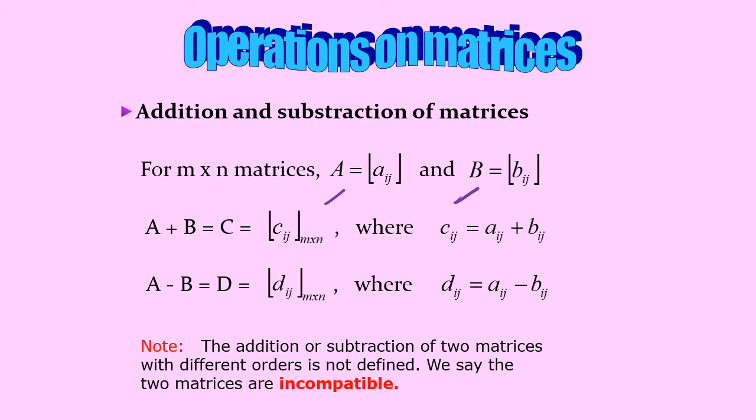So if the size is not the same, then they cannot be added or subtracted from each other. Okay? The addition or subtraction of two matrices with different order is not defined. We call it not defined. If that is a question on the exam, we should state that because the size is not the same, the addition or subtraction is not defined. Okay, we call it incompatible.